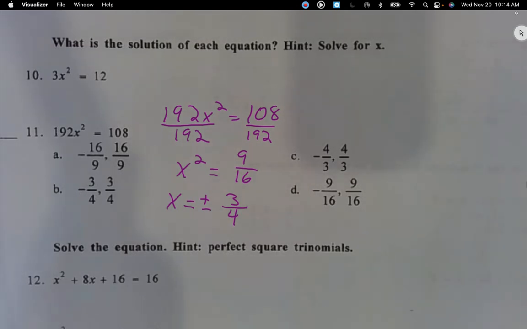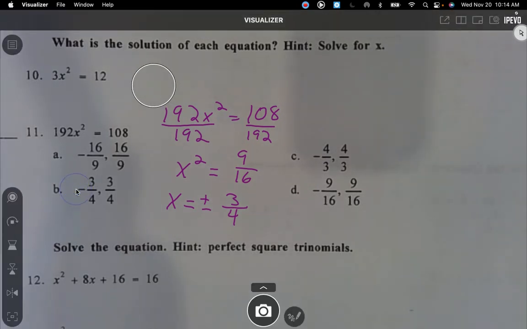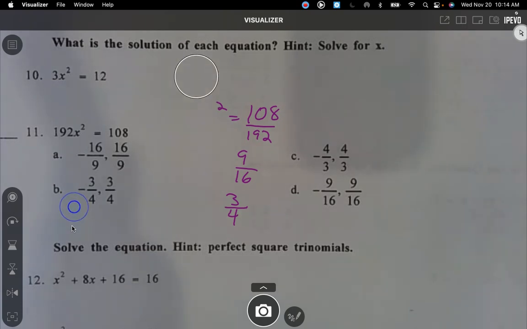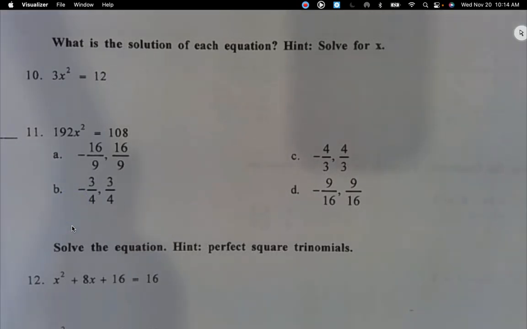Okay? Everybody's good? Yep, and I gave you the hint, solve for x. So we solve for x, we square root, and then we put plus or minus for both of those.